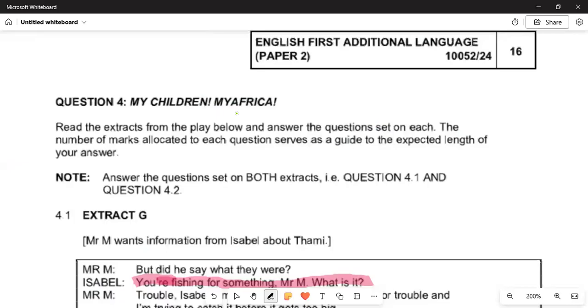So what is it that we are going to do? We are going to read the extract with diligence, and answer the questions thoroughly with understanding. The number of marks allocated to each question serves as a guide to the expected length of your answer. One key thing we need to observe is the guidelines. If we see that a question is for 2 marks, then we try to understand the length of the answer.